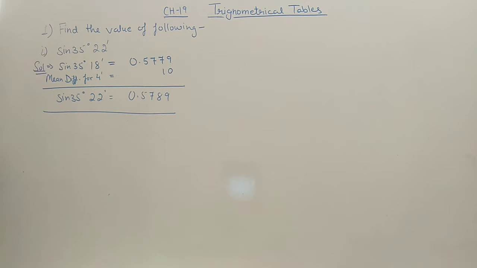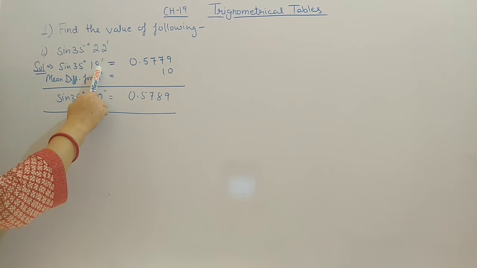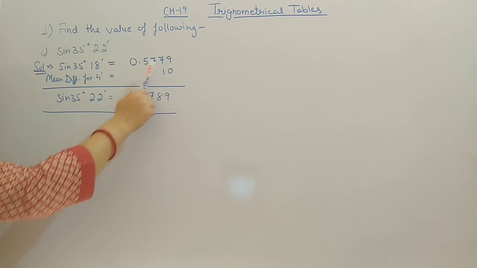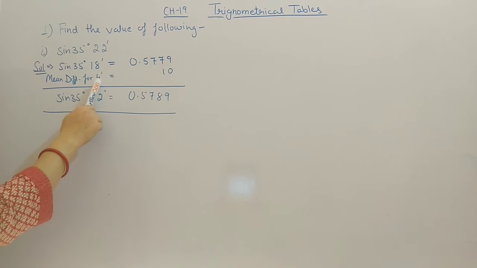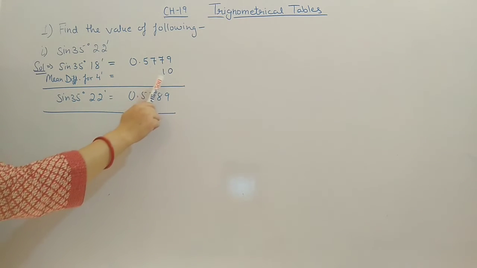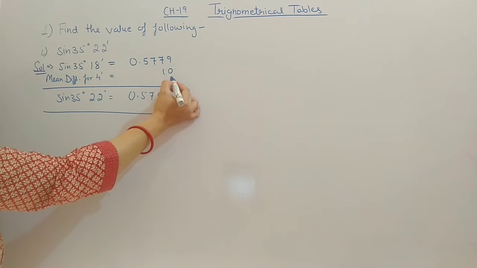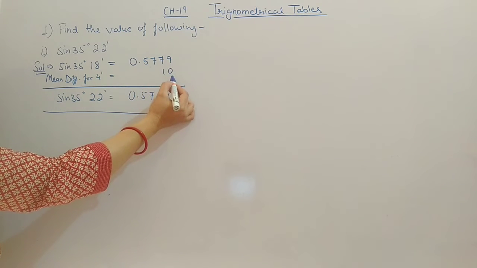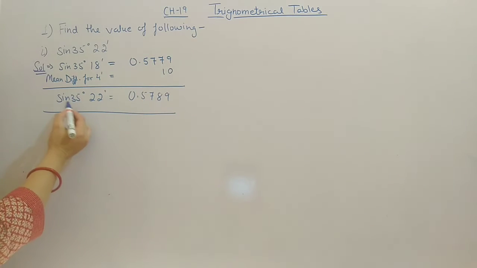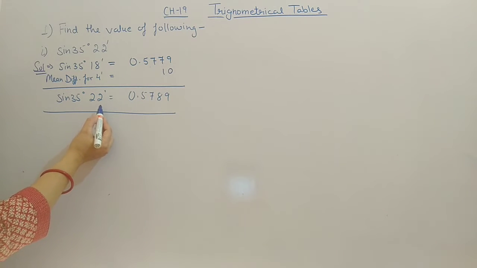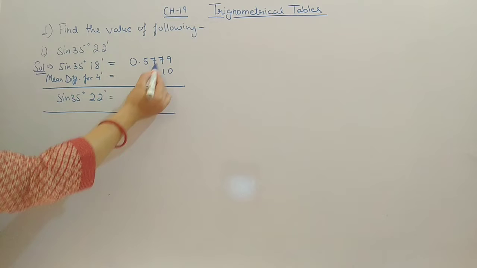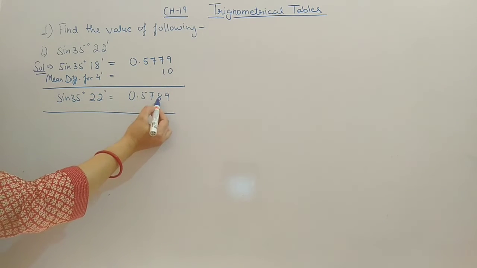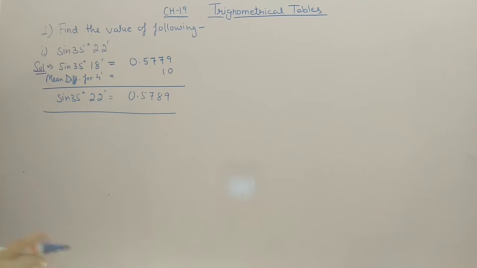So we checked here sine 35 degree 18 minute value is 0.5779 and the mean difference for 14 minute is 10. This 10 you have to write here at last. You should not write 10 here. It will come at last two places, and after that sine 35 degree 22 minute will be the addition of these two values, 0.5789.